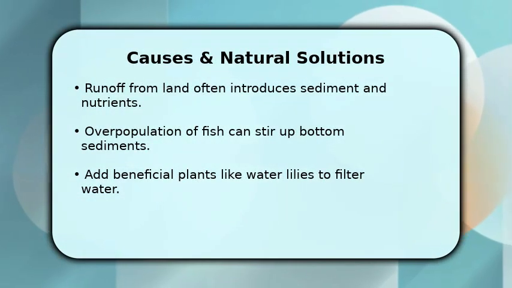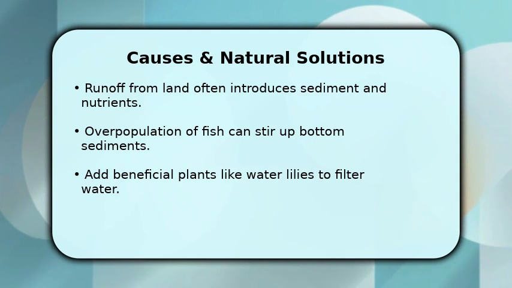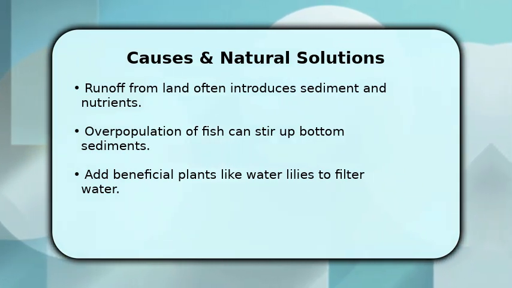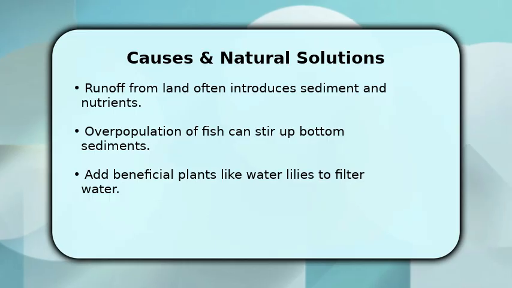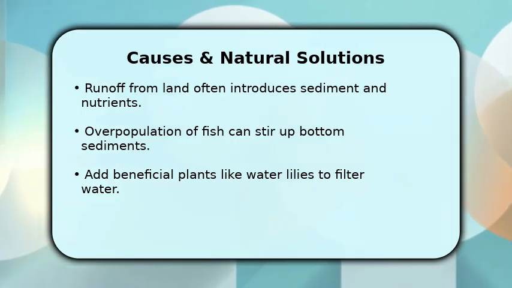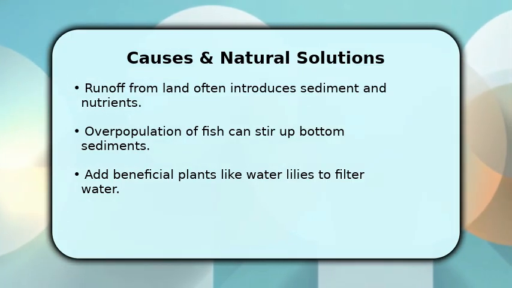Muddy water often stems from erosion, where soil washes into your pond, or from fish like carp disturbing the bottom. To combat this naturally, consider adding aquatic plants such as water hyacinths or submerged grasses. These plants absorb excess nutrients and help stabilize sediments.